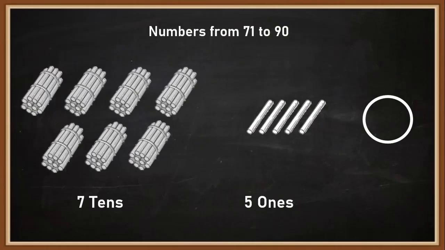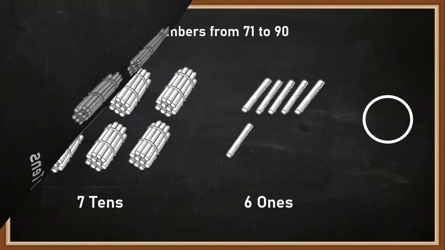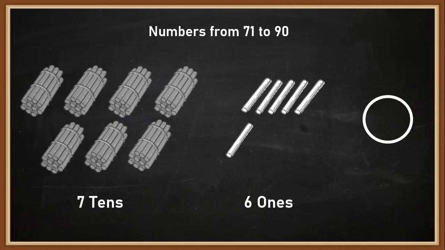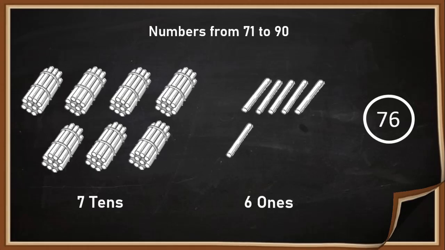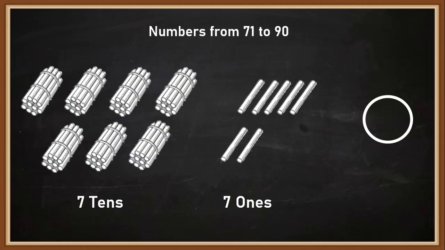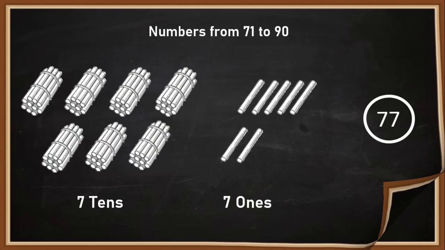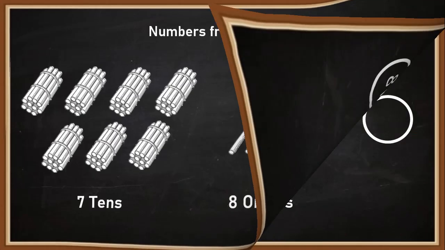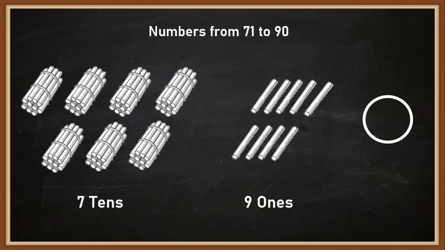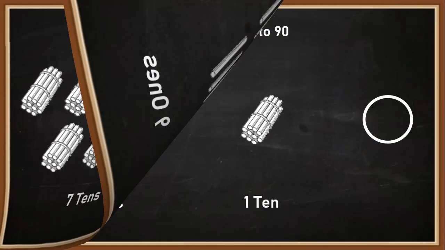7 tens and 5 ones is 75. 7 tens and 6 ones is 76. 7 tens and 7 ones is 77. 7 tens and 8 ones is 78. 7 tens and 9 ones is 79.